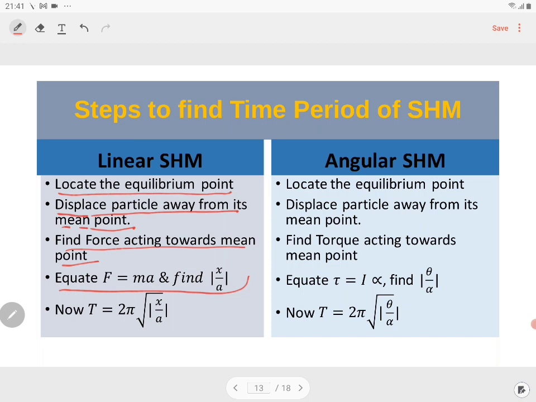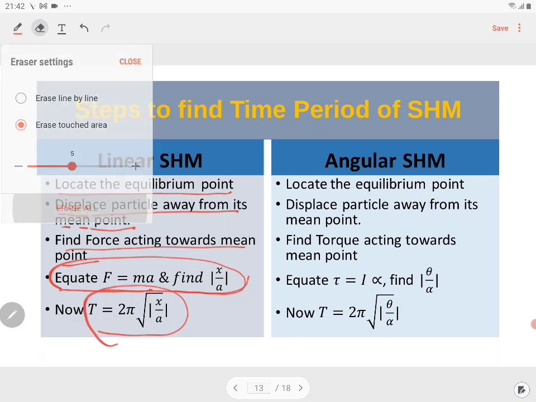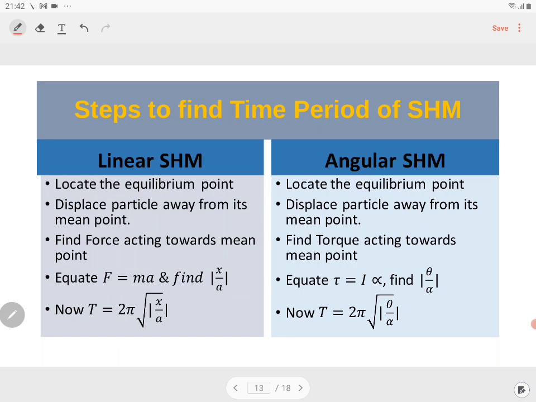After finding the force, equate that force to ma, F equal to ma from Newton's second law. Then find modulus of x by a. Then the time period is given by 2 pi root over modulus of x by a. Why does the time period become 2 pi root over modulus of x by a? Basically, time period T is equal to 2 pi divided by omega. So here 1 by omega is equal to root over modulus of x by a.